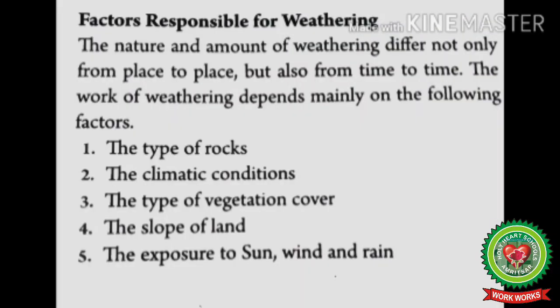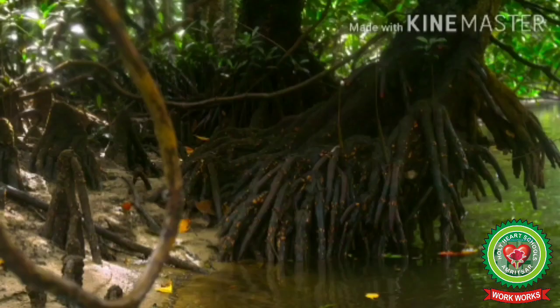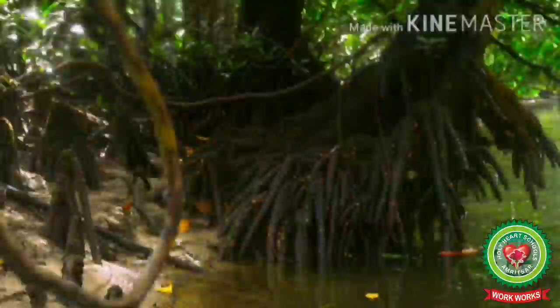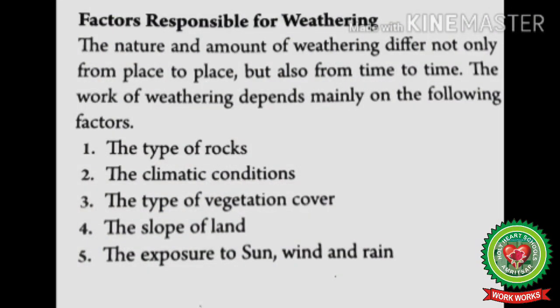Next we have type of vegetation cover. The type of vegetation cover plays an important role in the process of weathering. For example, in desert regions, xerophyte plants have long roots that grow into the cracks and crevices in search of water or nourishment. As they grow, they exert great pressure on the rocks and break them. Whereas in delta regions, the trees have stilt roots which check soil erosion and hence it prevents weathering.